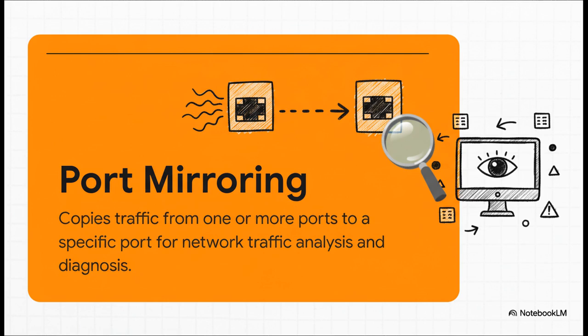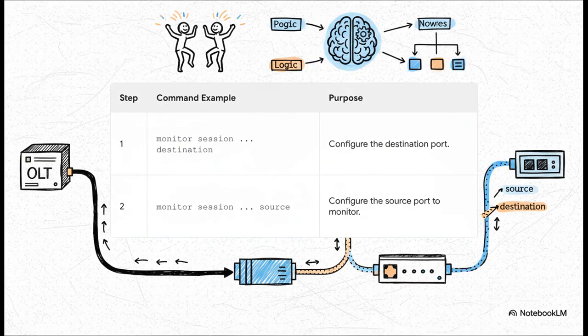The customer has no idea. Their service is never interrupted. Setting this up is a really simple two-step dance, and you don't need to be a coder to get the logic. First, you tell the OLT where to send all the copy traffic. That's your destination port. And then you tell it which traffic you want to copy. That's your source port. It's clean, it's simple, it's logical.